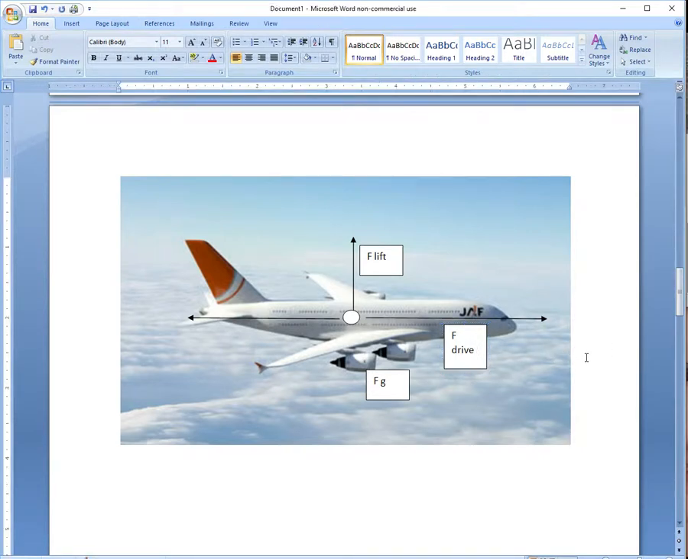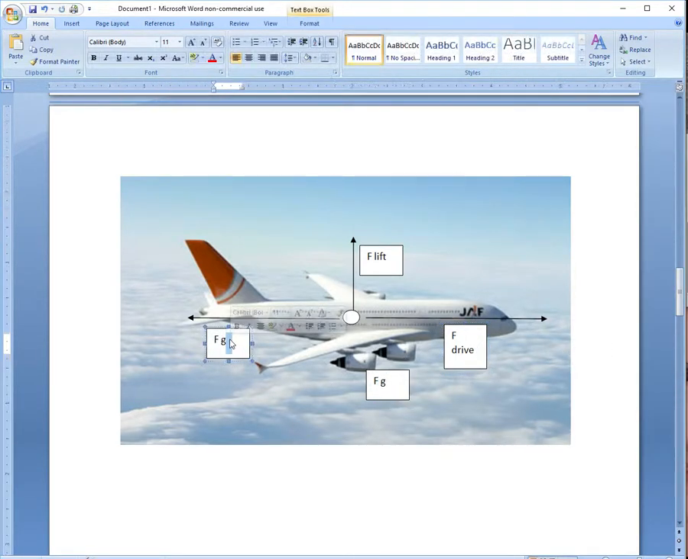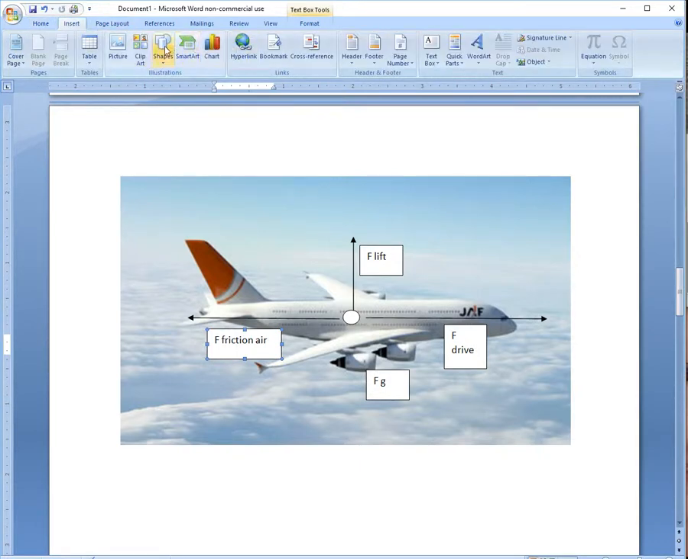and then you also have this one, which is a force of friction with the air. So air resistance, right? So that's your tailing, and then let's bring that arrow back. So force of gravity is pulling down on it.